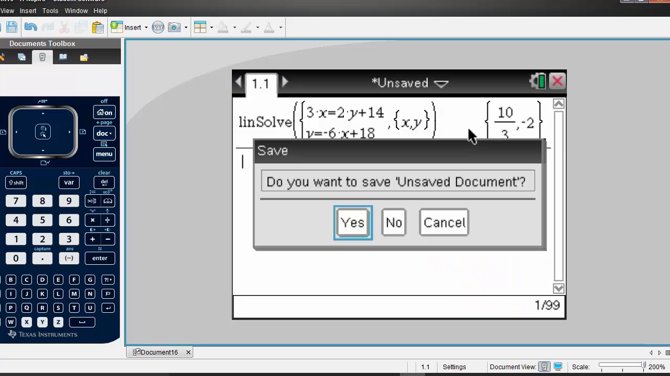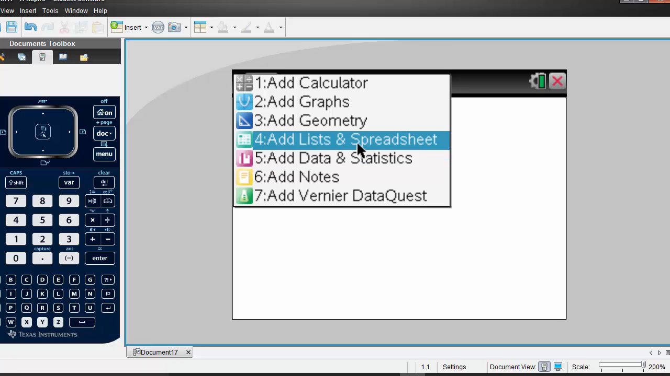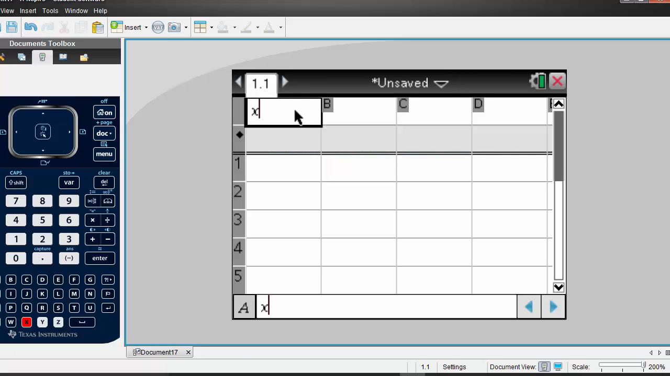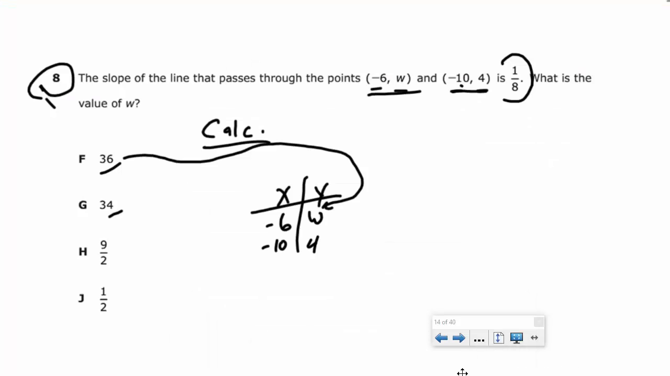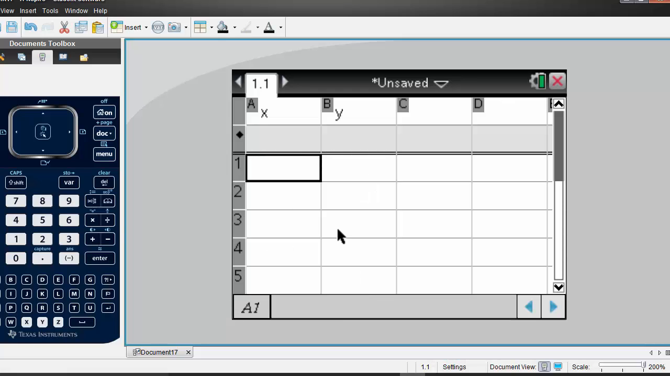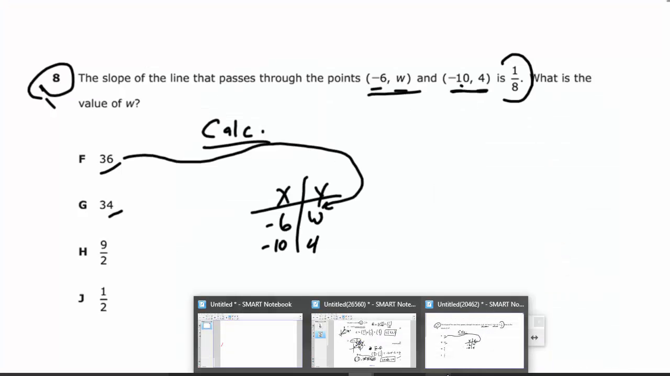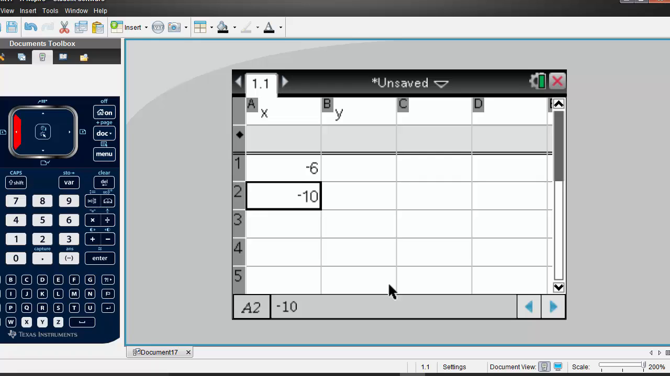Okay, from here I'm going to create a new document. Don't save, and I'm going to add a list in the spreadsheet. So I'm going to label this my X and label this my Y. Let's take a peek at these values again. So I need -6 and -10. And here I'm going to need 4. So it's this right here that I'm going to start substituting values.